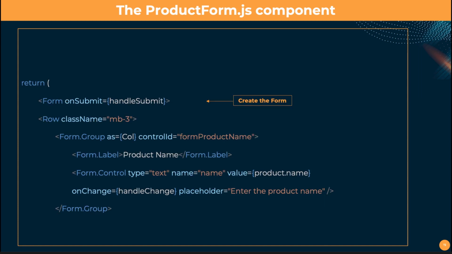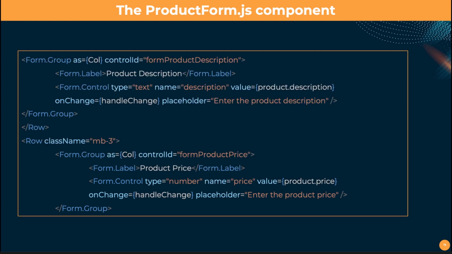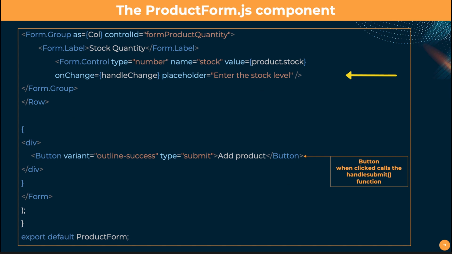We render then in the return a form, and we also have the row, and a number of other things like the form group, and it's basically saying enter the product name, and then it's asking us for the product description, and then the product price. So these are just labels and text boxes where we enter in the data. And the last one we have is the stock.